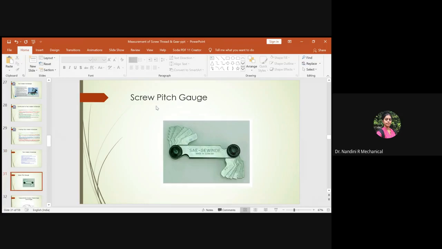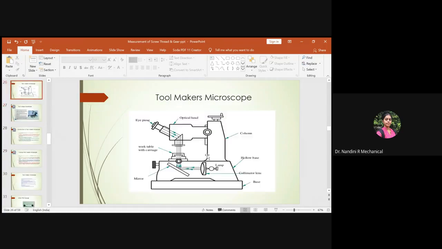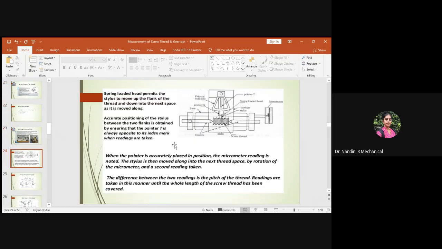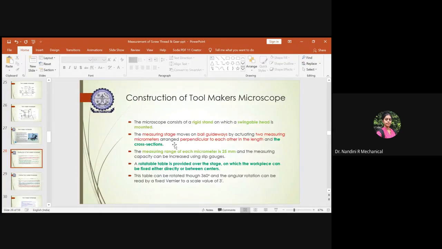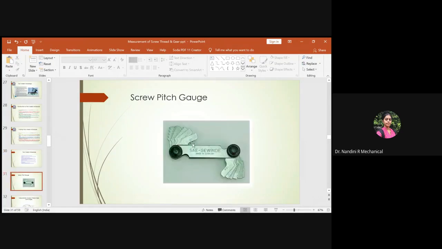And then the last method was the screw pitch gauge. So this is how the screw pitch gauge looks like. So we are calculating pitch. In this also we can determine the pitch of the given thread by using respective gauges. So you have the number written on the gauge here, so you can identify which one you can select to measure the pitch of the given screw.